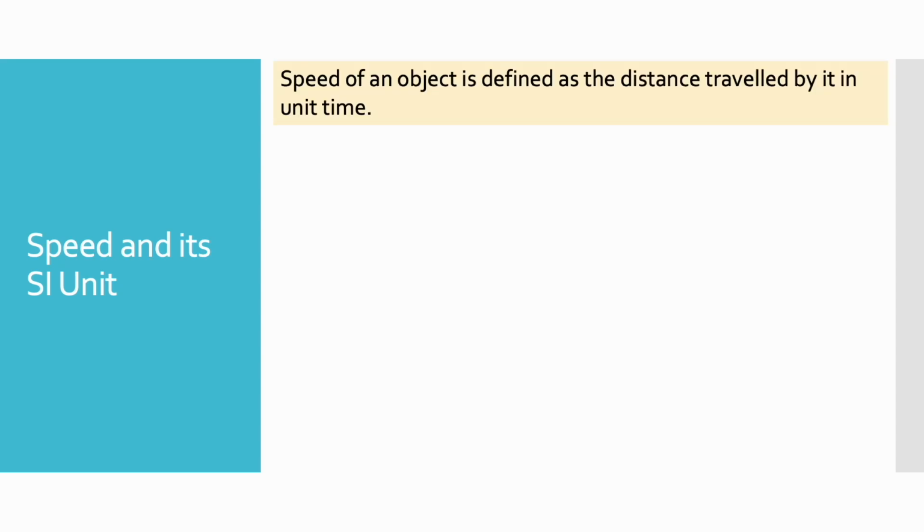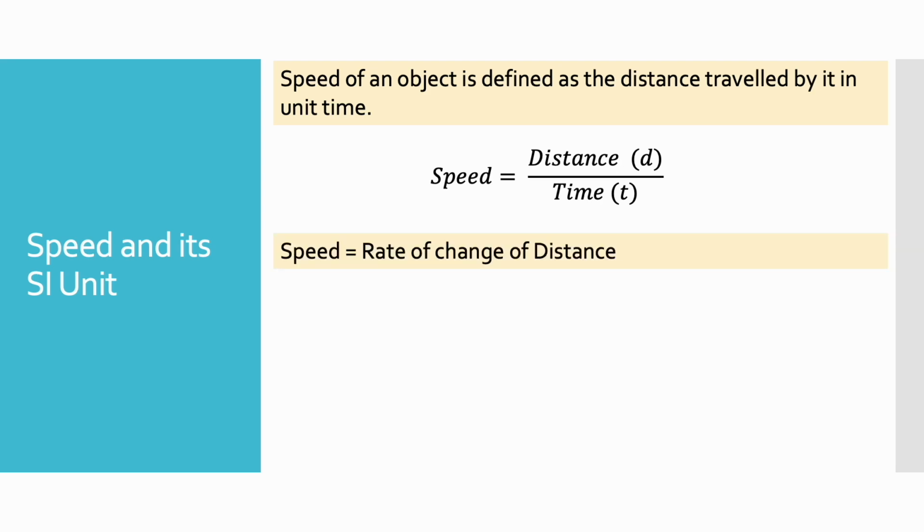Let's understand the definition of speed and how we measure it. Speed of an object is defined as the distance traveled by it in unit time. It is calculated by using a simple formula: speed is equal to distance divided by time. This tells us that the speed of an object depends on how much distance it travels and how much time it takes to travel that distance. Speed is also known as the rate of change of distance.